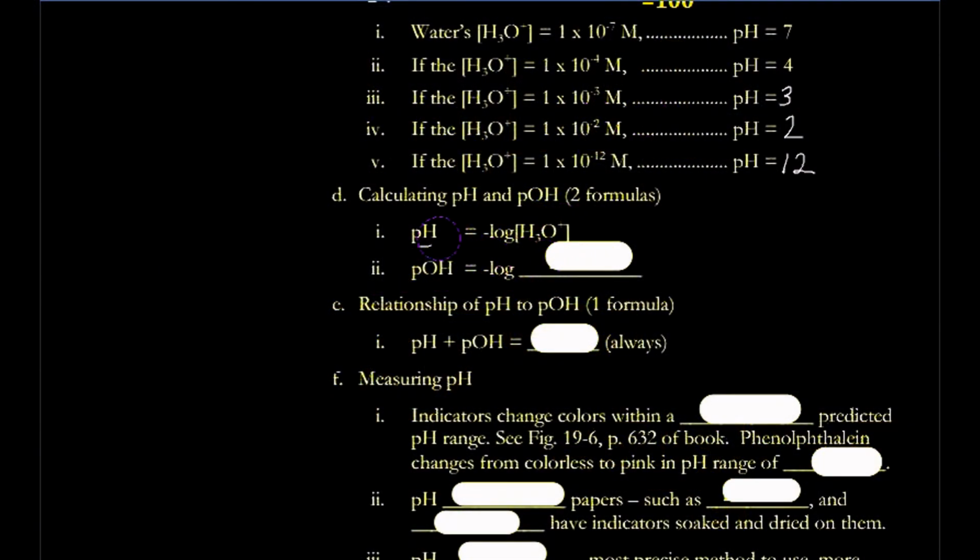And you can do the same thing with pOH, except you do the same calculation with the hydroxide concentration. But the curious thing about this is that the pH and the pOH always add up to 14, because Kw equals 1 times 10 to the negative 14th.